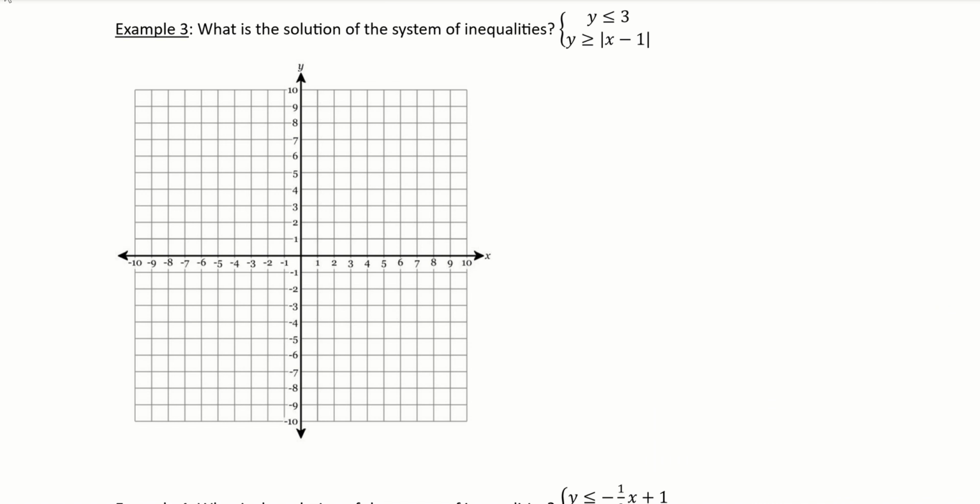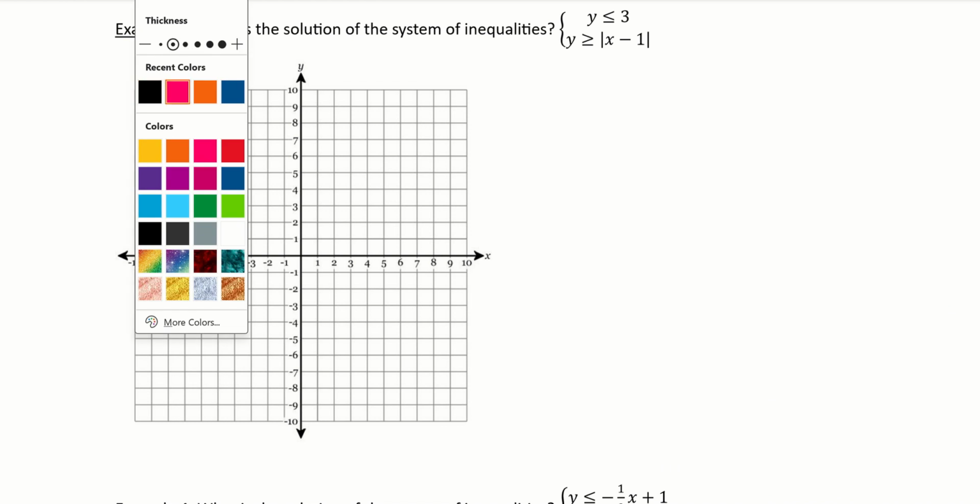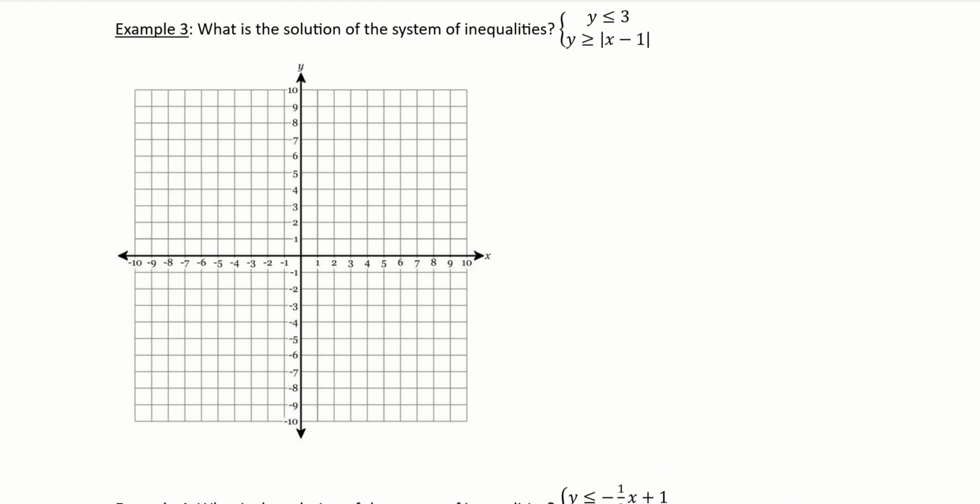Okay, here we need to find the solution to this system, which is already in slope-intercept form for us. So if I have y is less than or equal to 3, here's my y is 3, and that's just going to be a horizontal line. It's 0x, which means the slope is 0. I'm drawing a solid line because it's less than or equal to, and because it's less than or equal to, all the y values below this line will fit that.